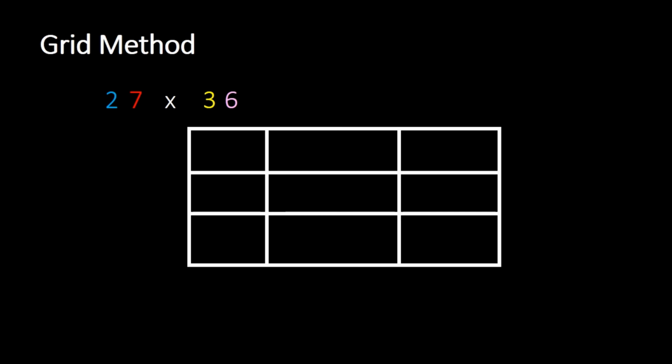Now, make a table. Write down 20 because remember it's 27, it's not just really 2. Then write down 7 on one column. Then on the first row, write 30 and 6.